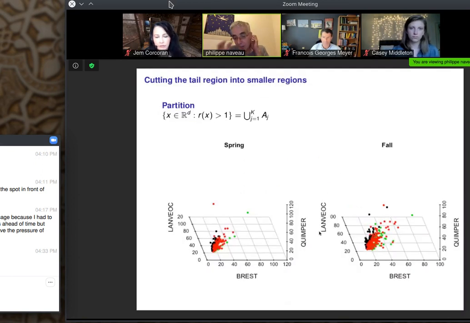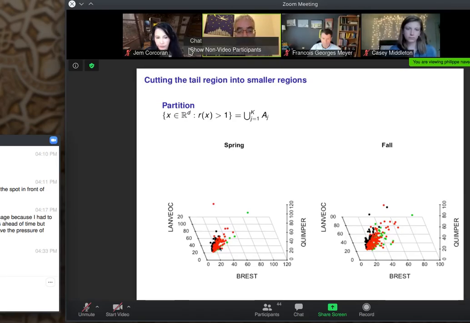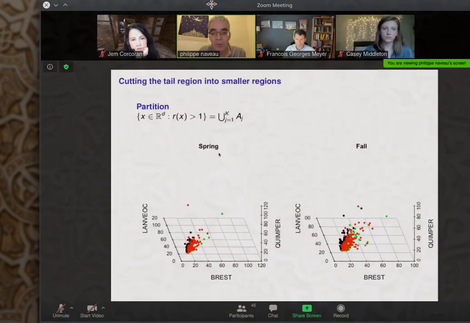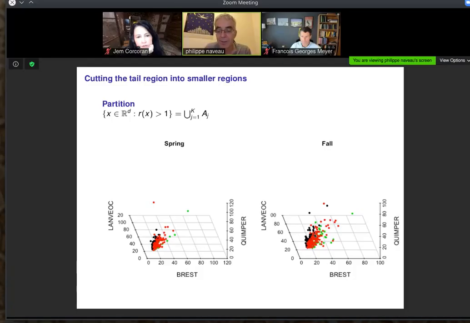Now if I go back to my application, remember I have three weather stations in Brittany. This is for the spring and the fall, for example. And then I can define in 3D a subspace where we have the red point, the black point, and the green point, which are kind of cones for the extremes. And then I could say, well, what's happening in these cones is the difference between the spring, let's say, and the fall. So I can divide my space.